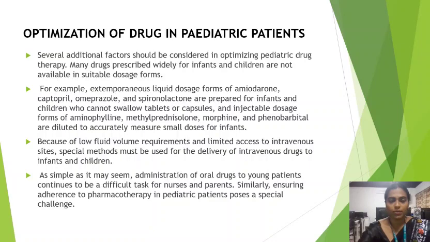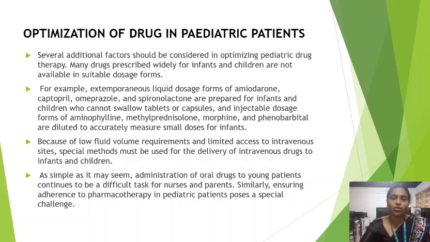Next comes the optimization of drugs in pediatric patients. As we already said, there are changes in the bioavailability, pharmacodynamics, pharmacokinetics, efficacy, and adverse drug effects in pediatric populations, completely different from the adult dosage data. And we said it depends upon the disease state, organ function, and efficacy. So finding an optimal dosage for the pediatric patient is not at all easy.